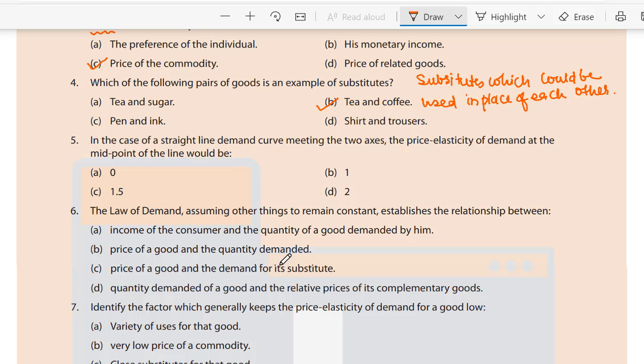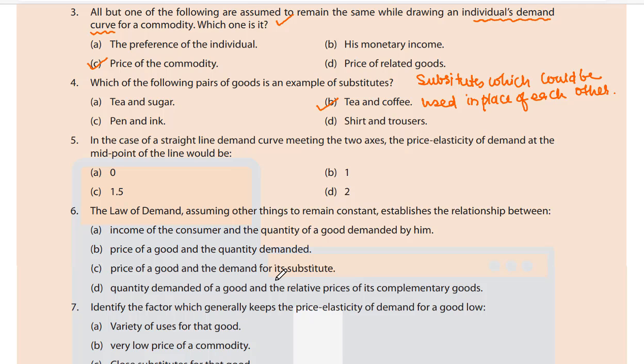Fifth one. In the case of a straight line demand curve meeting two axes, the price elasticity of demand at the midpoint of the line would be 0, 1, 1.5 or 2? Again read the question. In the case of a straight line demand curve meeting the two axes, the price elasticity of demand at the midpoint of the line would be what?